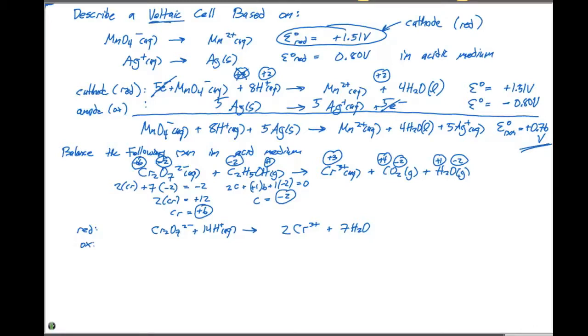We now need to make sure we balance out the charges. We have 2 times +3 or +6 over on the right-hand side, and we have +14 and -2 on the left. So we have a +12 charge on the left, a +6 on the right. So we need to add 6 electrons over here to the left-hand side. In our oxidation half reaction, we have C2H5OH as a gas, becoming 2CO2 as a gas.